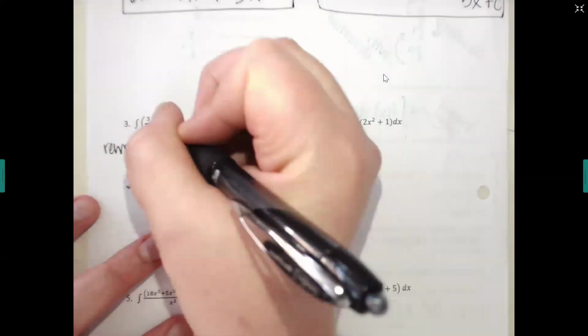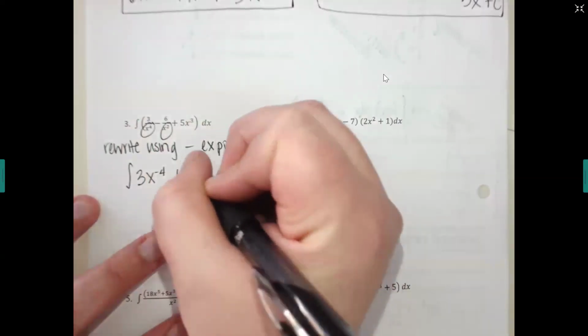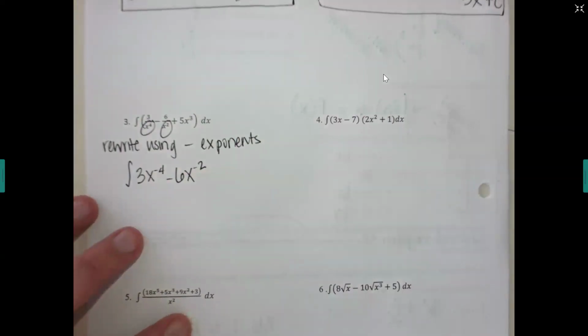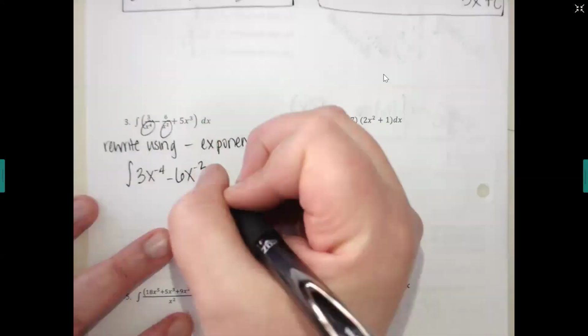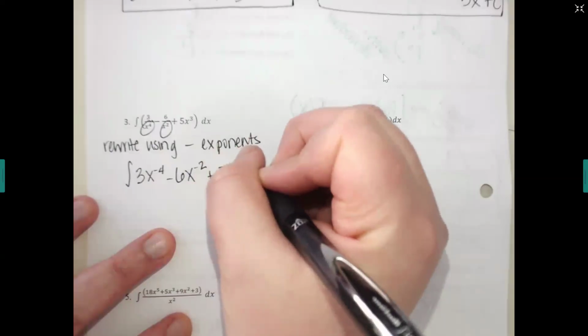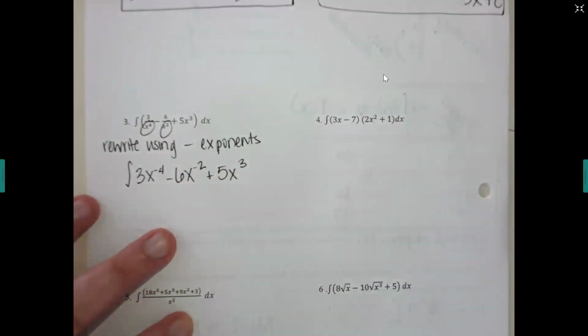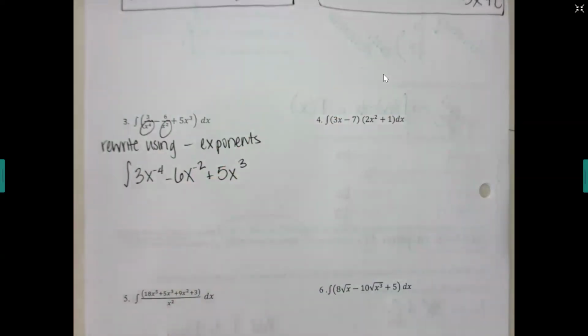Minus 6, my x squared is going to come up. Now it's an x to the negative 2. And then plus a 5x cubed still. Now notice I haven't actually taken the antiderivative. All I've done so far is rewrite it.